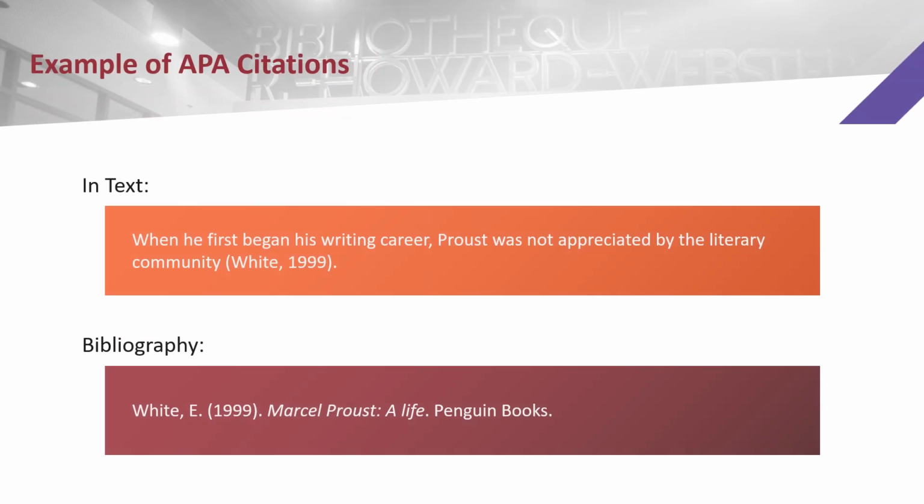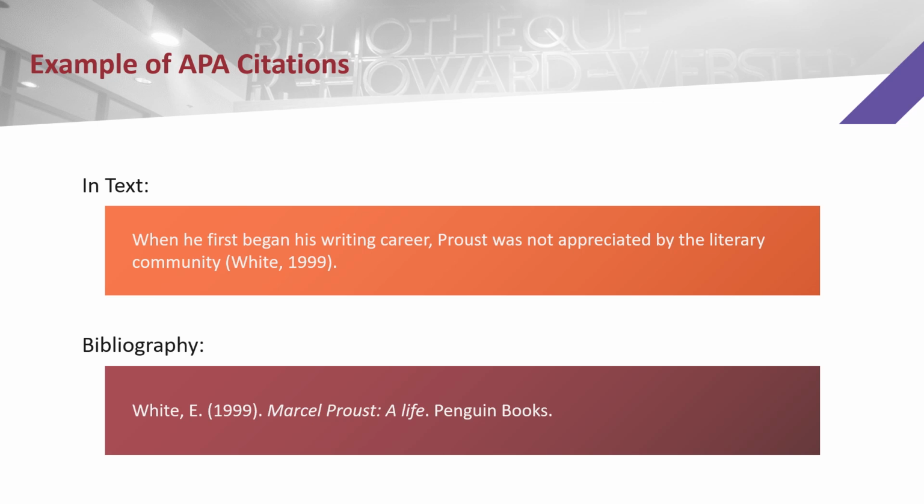Here's an example of an APA citation for a published biography of Marcel Proust that was written by Edmund White. In the text of our paper, we refer to what we read in White's publication by writing, "When he first began his writing career, Proust was not appreciated very much." Since this idea is not our own, and it was taken directly from Edmund White, we provide White's last name and the year he published his biography directly within our sentence. Then, at the end of our document, we add a full citation for White's book, including author, title, publisher, and date, in the order that the APA style specifies.